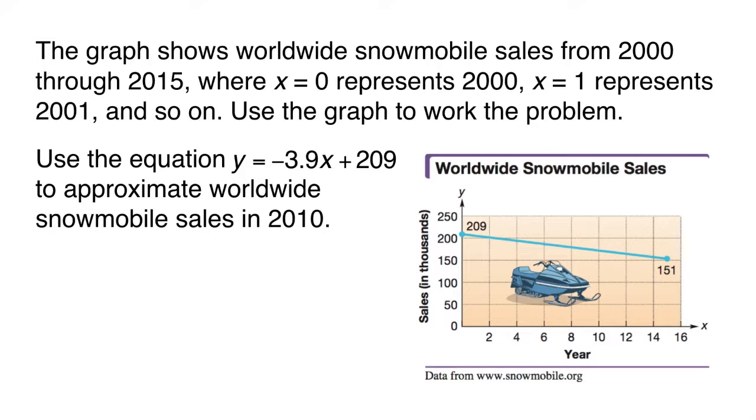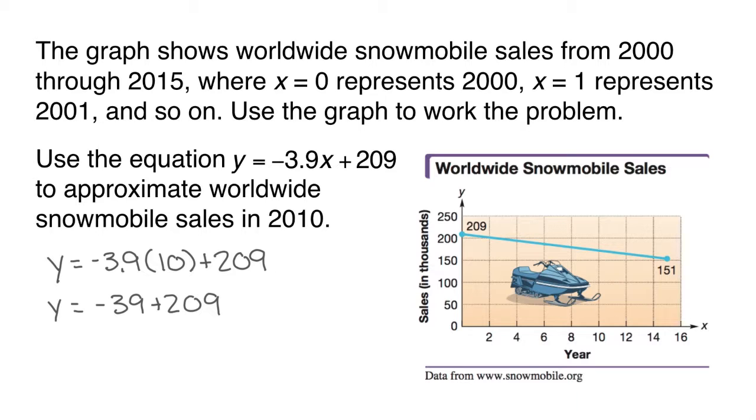Recall that x equals 0 represents the year 2000, x equals 1 represents 2001, and so on. Therefore, we can use the equation and let x equals 10 for the year 2010 and solve for y. So we have y equals negative 3.9 times 10 plus 209. Simplifying, we have y equals negative 39 plus 209, or y equals 170.